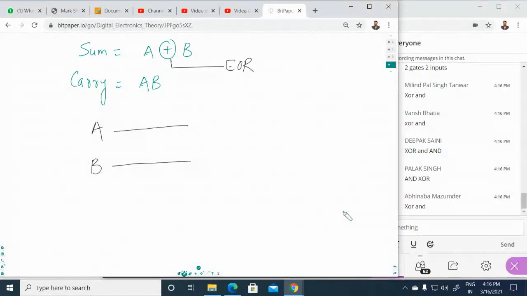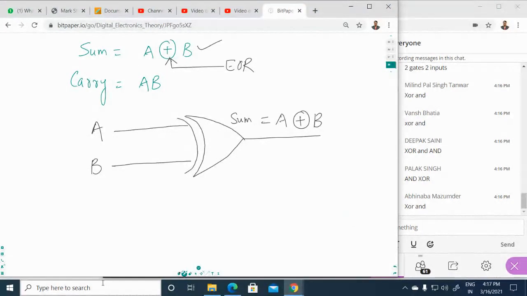So how can you design this XOR gate? This gate is designed like this. This is the symbol for XOR. So it will give you the output A XOR B. Okay, this is the output. So your first output is created for sum equal to this one.